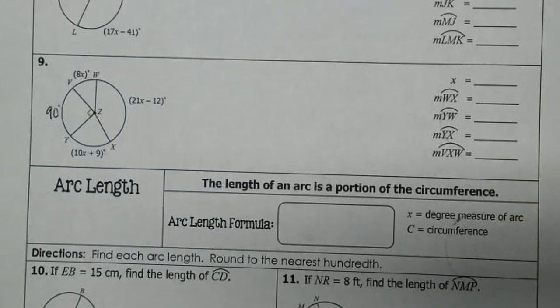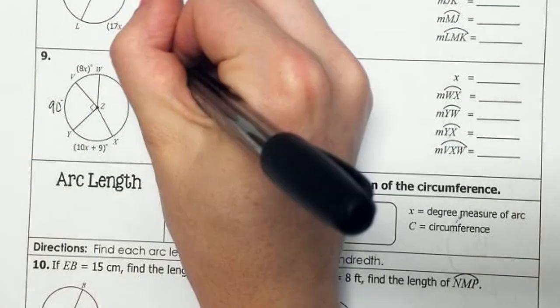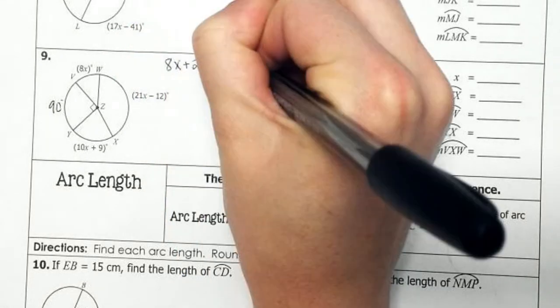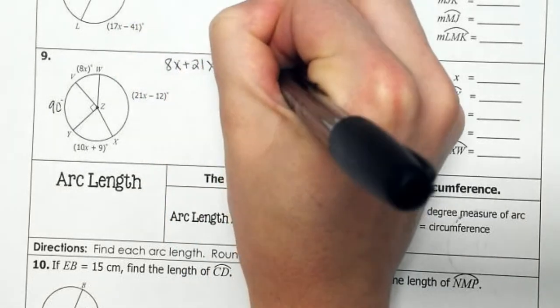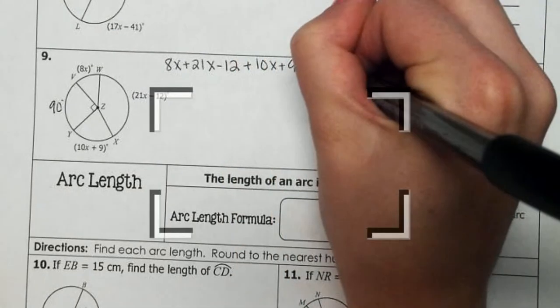Now, none of these pieces are congruent. I don't have any vertical angles. None of these pieces split our circle in half, so I can't add any to 180. So the only option I have here is to add all of these pieces together to equal the total degree of the circle, which is 360. So I'm going to take 8x, add 21x minus 12, add 10x plus 9, and add 90, all to equal 360 degrees.